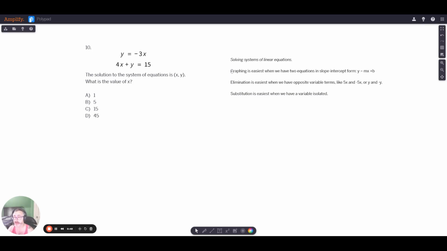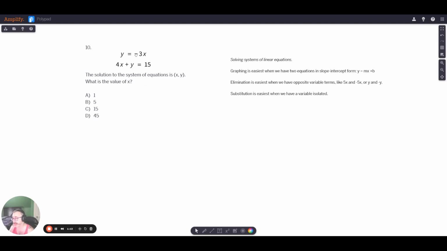My advice: graphing is easiest when we have two equations in slope-intercept form, y equals mx plus b. Elimination is easiest when we have opposite variable terms, like a 5x and a negative 5x, or a positive y and a negative y. And then substitution is easiest when we have a variable isolated, a variable all alone on a single side of the equation.